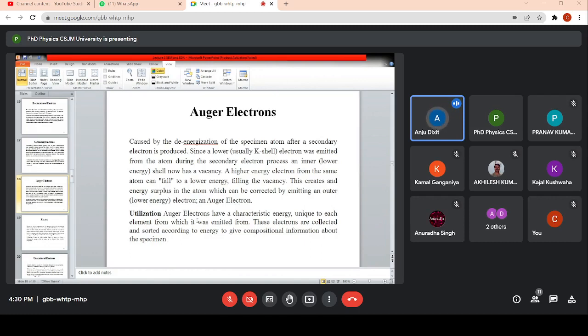So it has its own utilization. Auger electrons have a characteristic energy unique to each element from which they were emitted. These electrons are collected and sorted according to energy to give compositional information about the specimen.